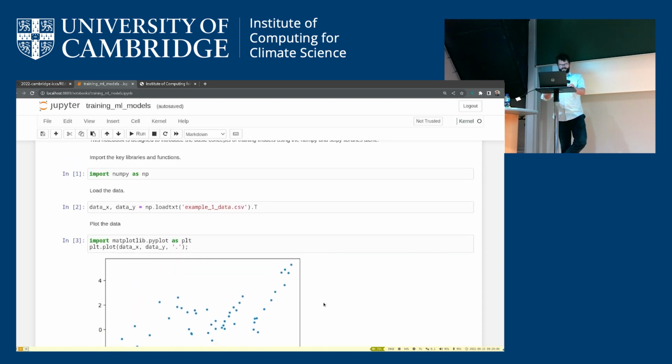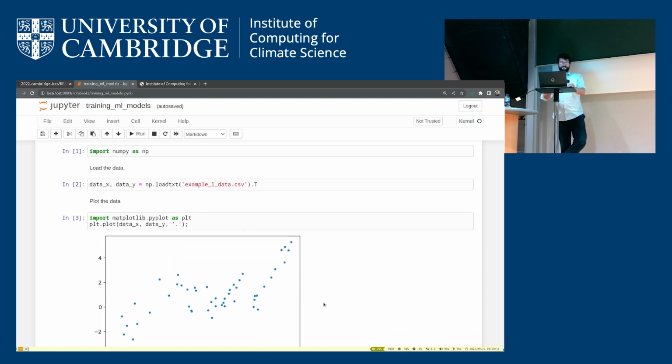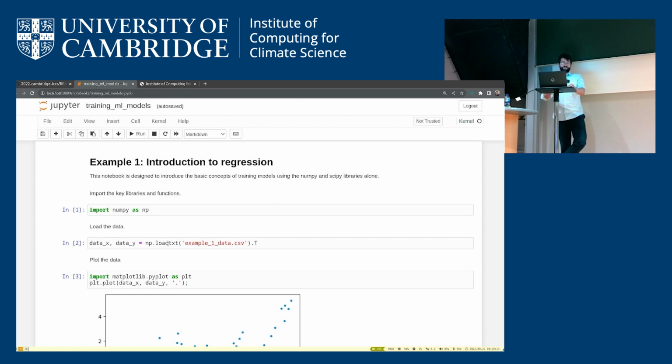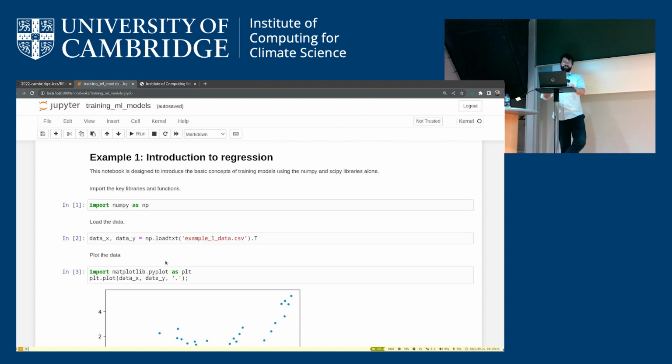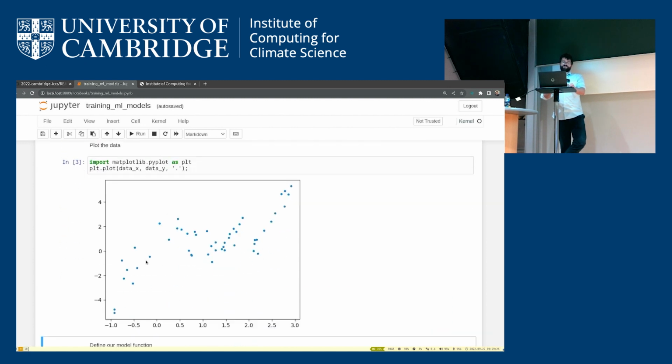First of all, we start by importing NumPy. We then load the data. If you were to look in this example one data CSV, it's just a two-column format, and this uses NumPy's loadtxt and transposes it to get the X data and the Y data. Then we plot with matplotlib to give you these data points here. You can see that there's a trend, and the eye probably picks up on some kind of extra bend in that as well.